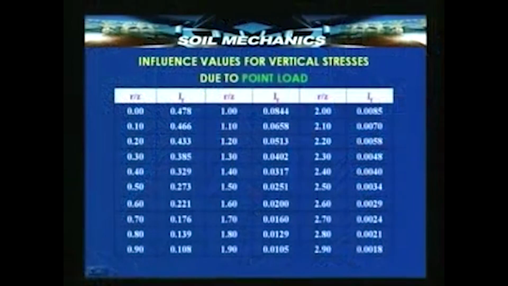So, for different values of R by Z, we already have the influence factor. If, however, in any given problem, the R by Z value does not lie within this range, rather than using this table, we shall directly use the closed form formula that we had seen in the last lecture. How do we apply the influence table or the table containing the influence coefficients for point load?